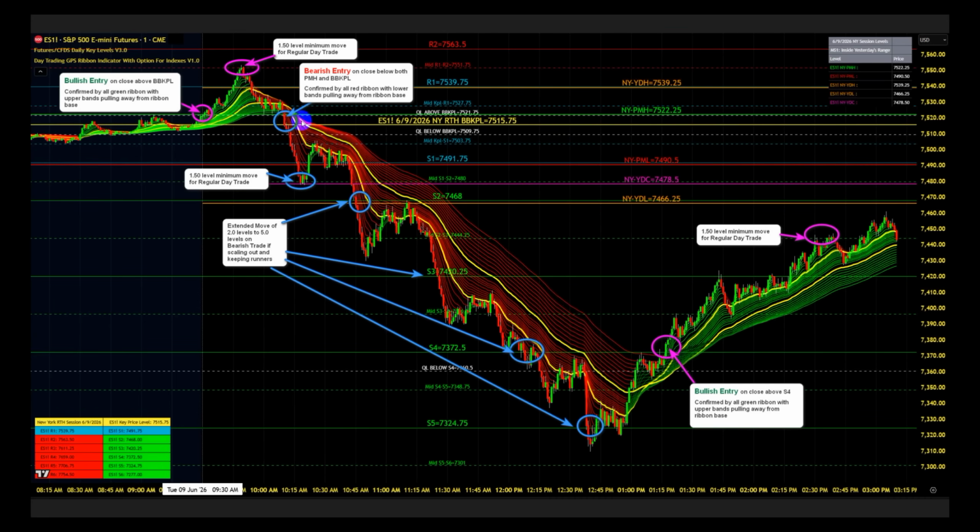For a bearish trade entry, price must close below a key level, and the ribbon indicator must confirm with an all-red ribbon. Ideally, the lower bands should be pulling away from the ribbon base, showing momentum expansion. No ribbon confirmation, no trade.